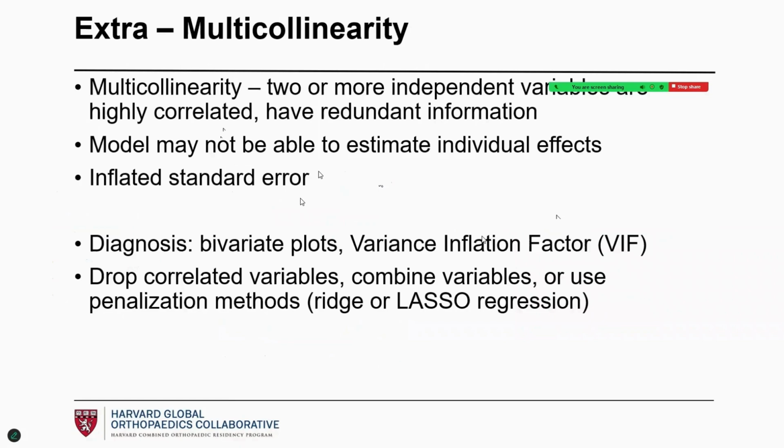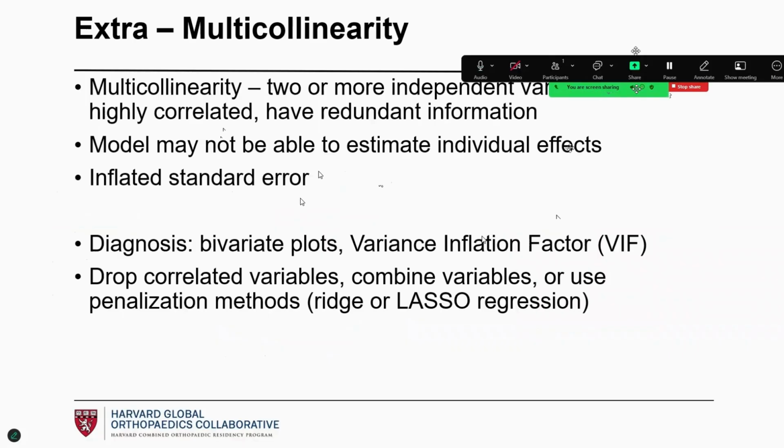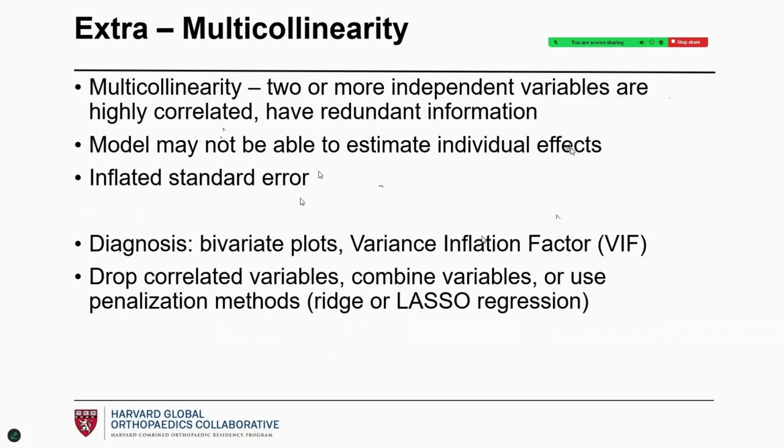The next extra point is the issue of multicollinearity. We say that there is multicollinearity for our regression model when we have 2 or more independent variables that are highly correlated, and therefore they have an overlap in the information that they are providing to the model, or they provide redundant information. With the presence of multicollinearity, the model may not be able to estimate the individual effects from each independent variable, and also may come at the cost of inflated standard errors.